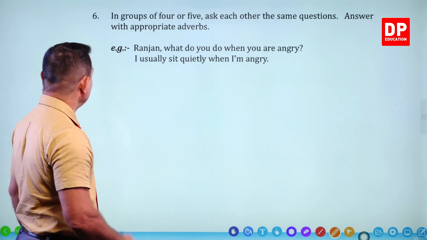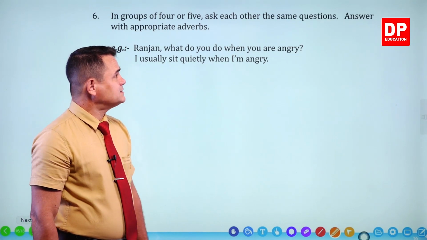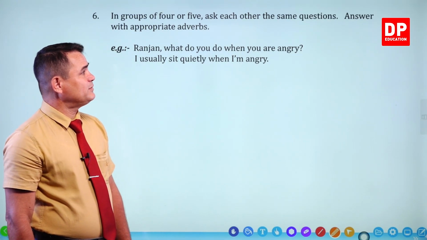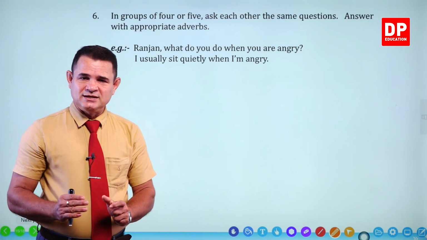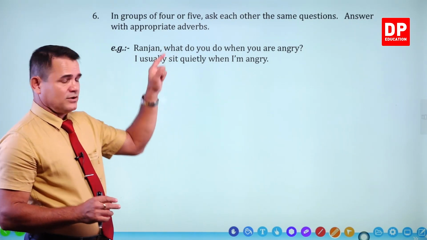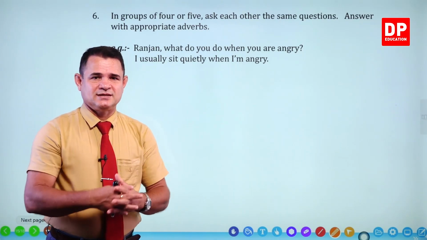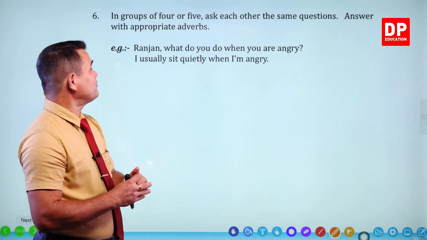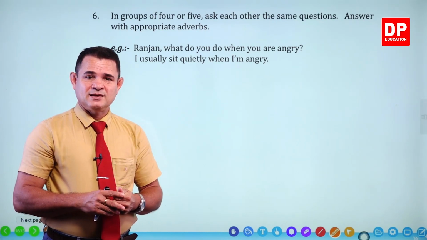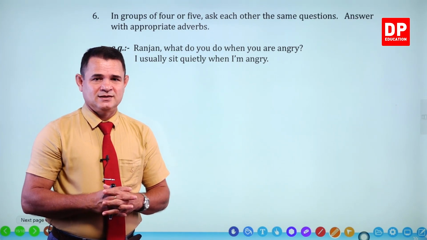And in groups of 4 or 5, ask each other the same questions. Form groups of five and ask the same questions of the others. And answer with appropriate adverbs.